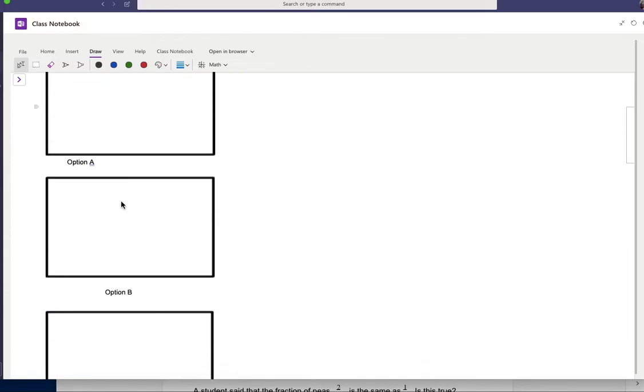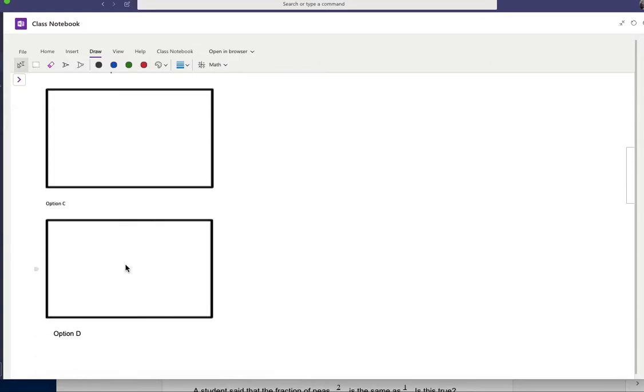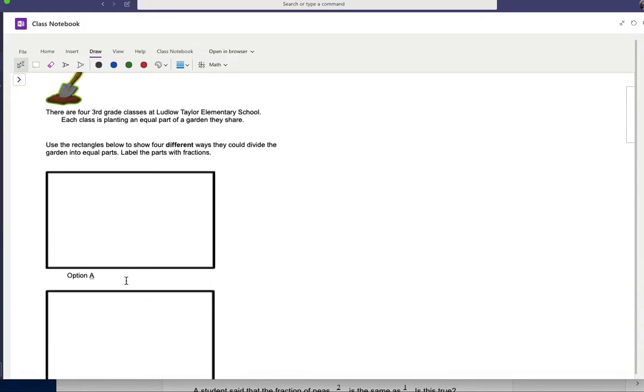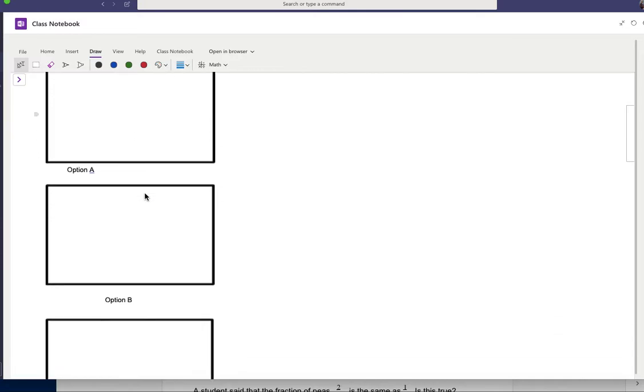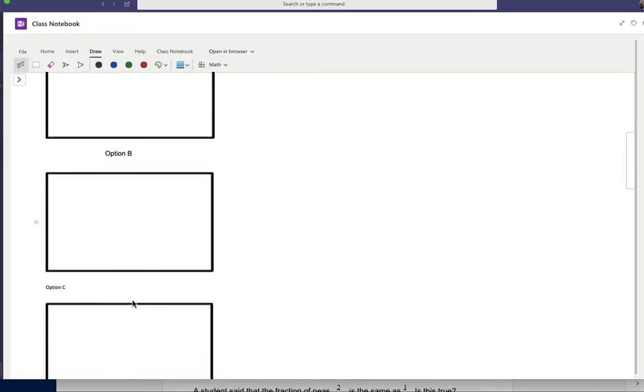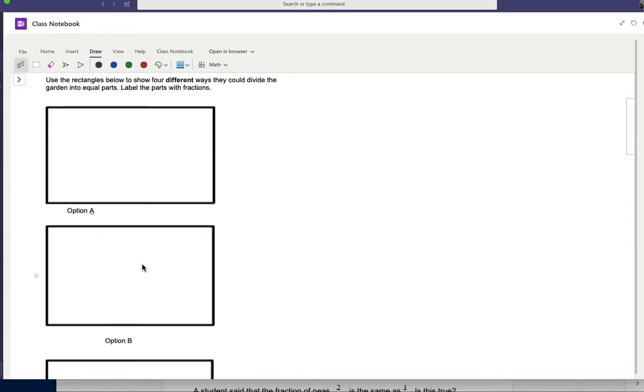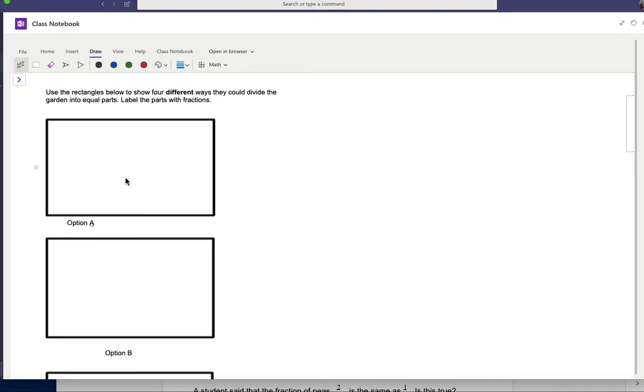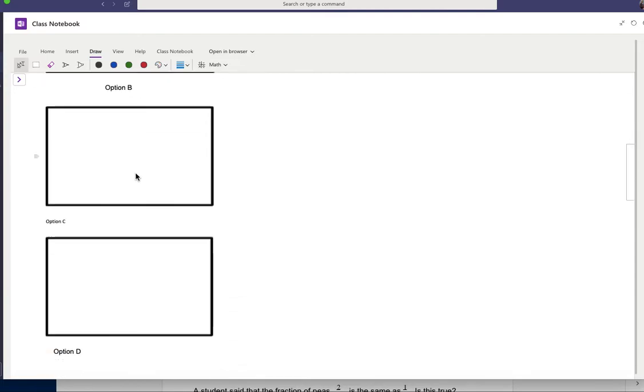What does each fraction represent? So there's 1, 2, 3, and 4 different rectangles to represent the gardens. What I want you to do is partition each rectangle into 4 equal parts, but do it 4 different ways. So option A shouldn't look like option B, C, or D. Each one of these, as best as possible, partition them into 4 equal parts. So that's part A.